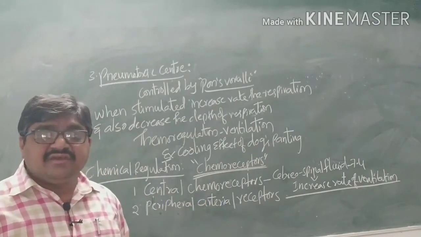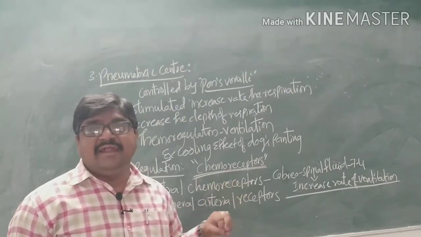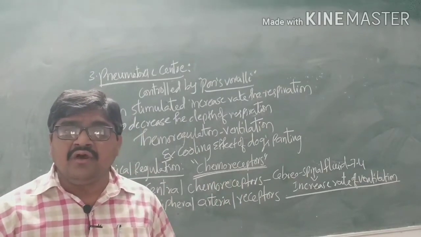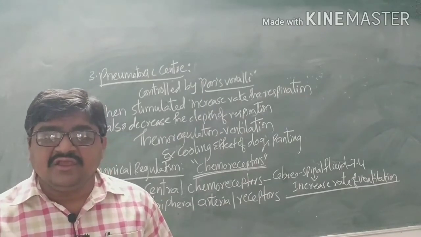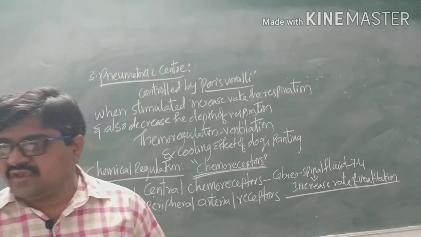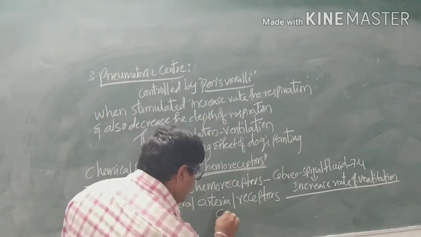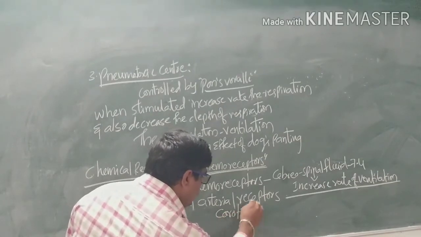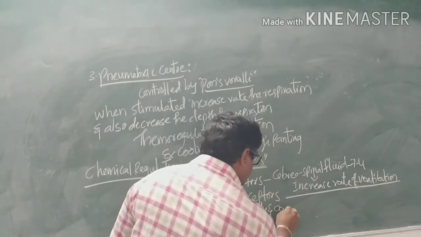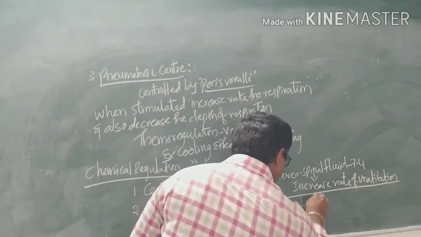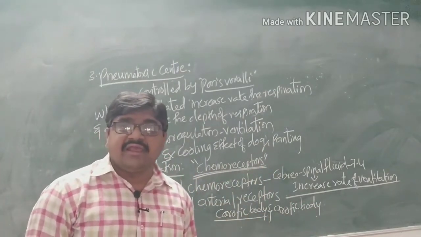These are present in the arterial region, and they are of two types. One is the carotid body, and the second one is the aortic body. Here the carotid body is present in the neck of the carotid artery.